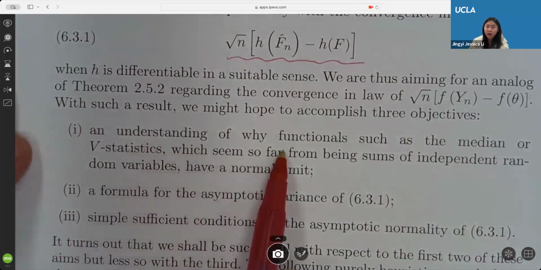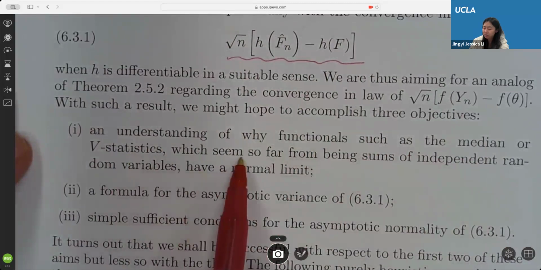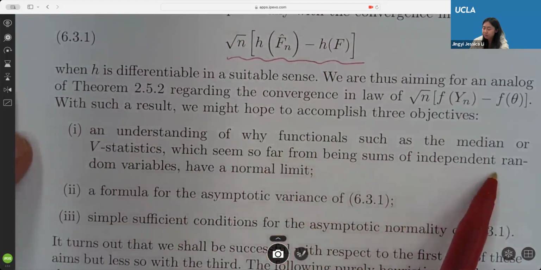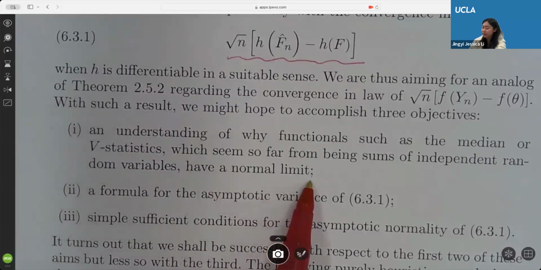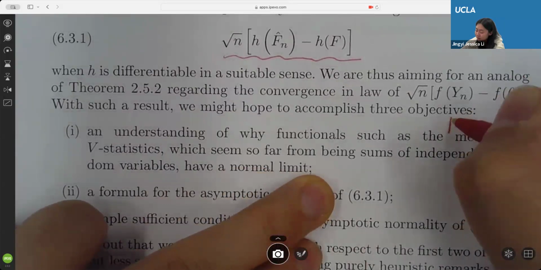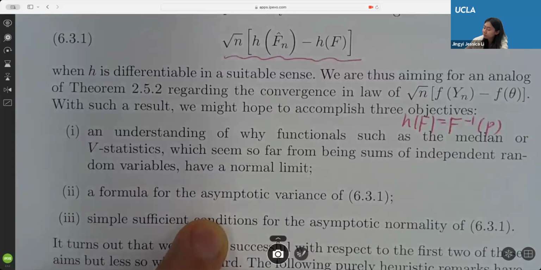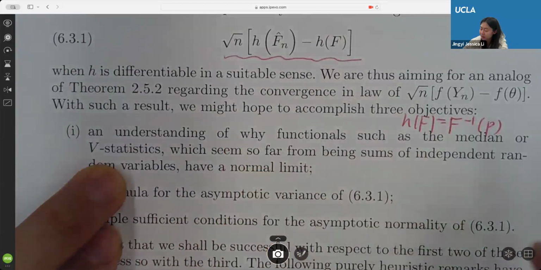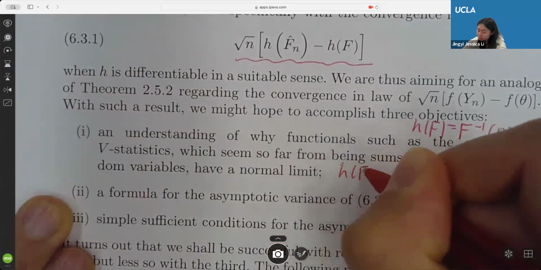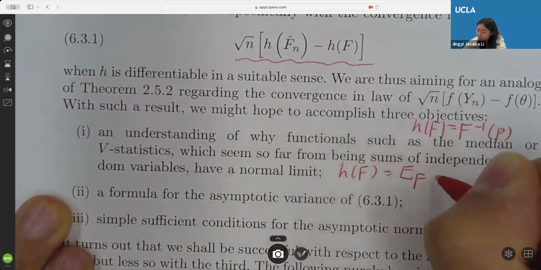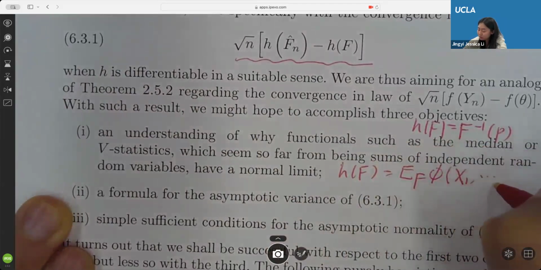An understanding of why functionals such as the median or V statistics, which seem so far from being sums of independent random variables, have a normal limit, right? They can still have a normal limit because remember, the median is F inverse of p. That's the H of F, okay? And for the V statistic, it's actually this thing, and H of F is equal to the expectation under F of some function at x1 to xa.